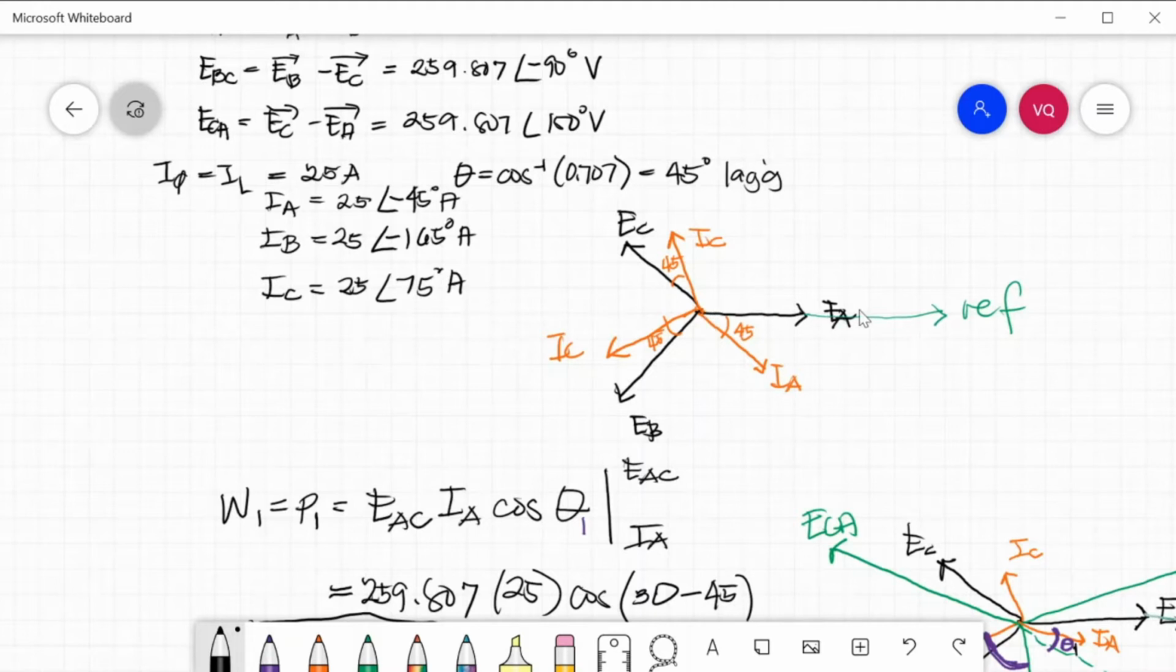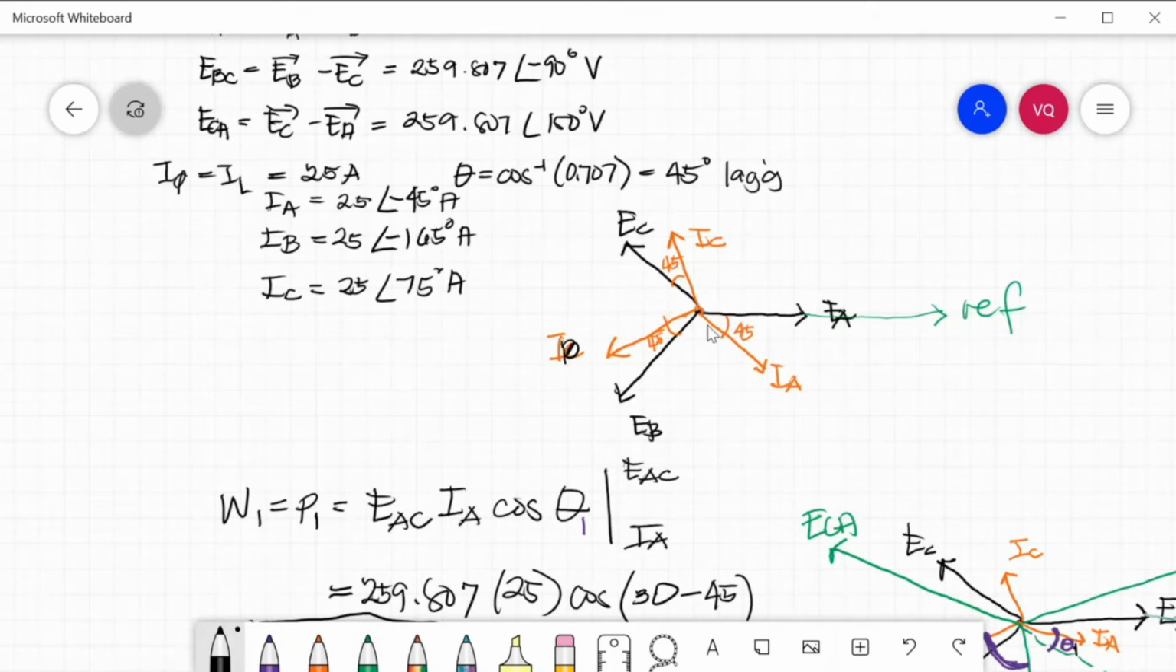This is our phase voltage EA. The angle between the phase voltage and the phase current is the power factor angle, so that is 45 degrees with respect to its phase voltage. So the angle between EA and IA is 45, the angle between EB and IB is 45 degrees also, and EC and IC is 45.